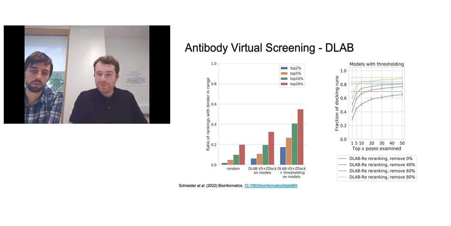And on the right, it shows what happens when you have different numbers of poses available. When you start thresholding at different levels, you're far more likely, and this is also very intuitive, to actually pull out a pose that is, quote, accurate. So you're filtering out a lot of noise by having a reliable way of doing this thresholding.